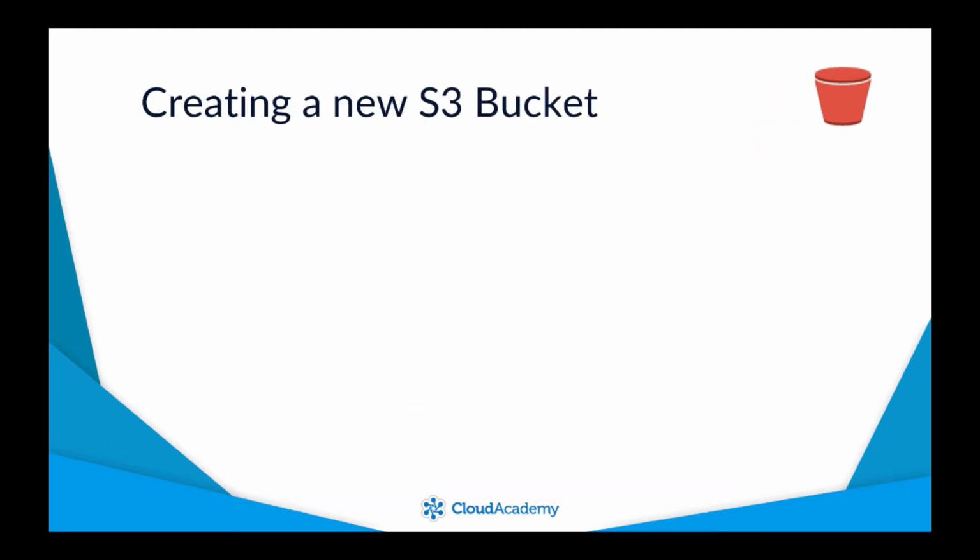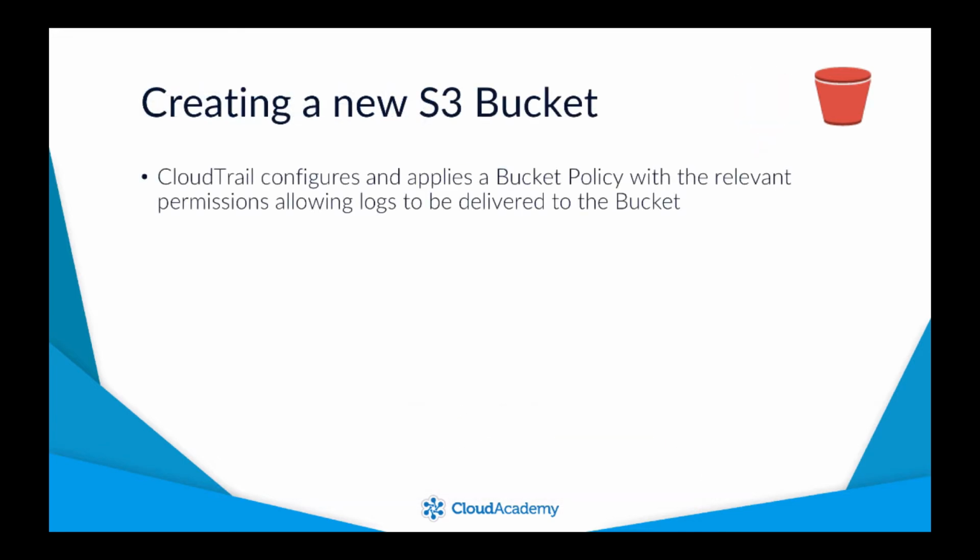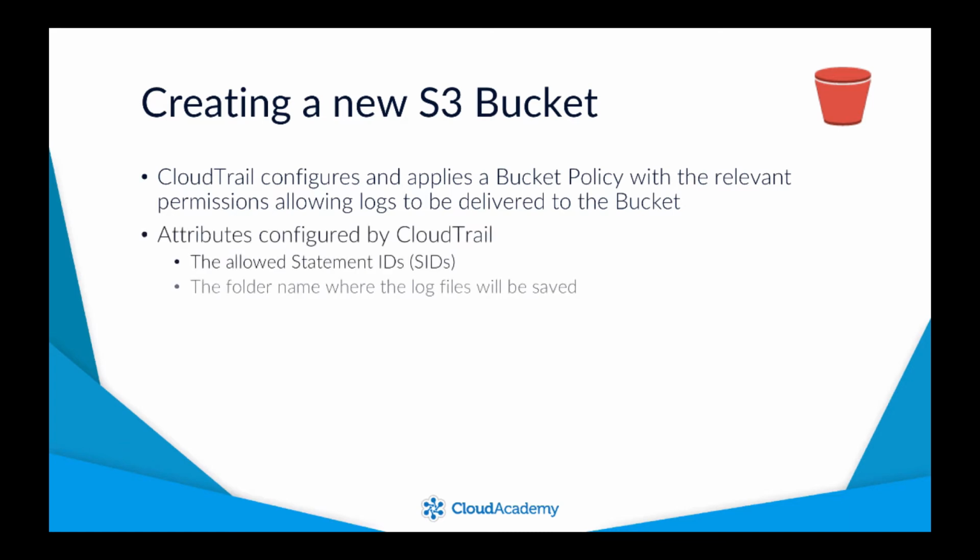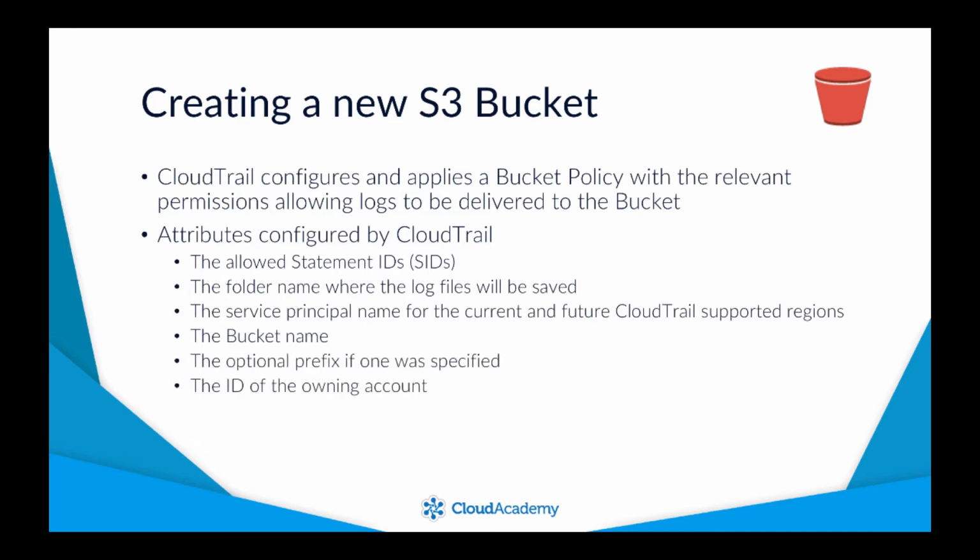By selecting the first option, CloudTrail applies and configures a bucket policy with the relevant permissions allowing logs to be delivered to the bucket. As a part of this process, CloudTrail configures the following attributes within the policy: the allowed statement IDs, SIDs, the folder name where the log files will be saved, the service principal name for the current and future CloudTrail supported regions, the bucket name, the optional prefix if one was specified, and the ID of the owning account. This method is the easiest way to allow CloudTrail to write logs to your S3 bucket.